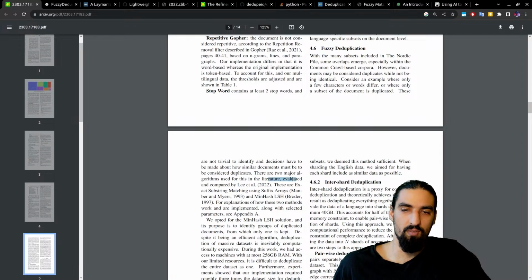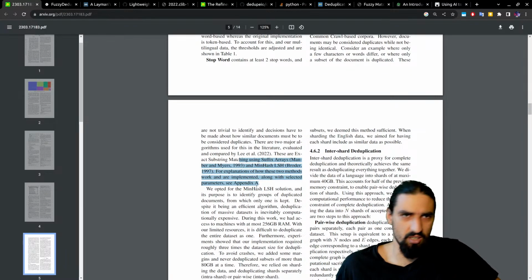Okay, evaluated and compared by Lee. Nice. You can check out the paper. These are exact substring matching using suffix arrays and MinHash LSH. I've seen this one used quite often. For explanations of how these methods work and are implemented, along with selected parameters, see Appendix A. Okay, we can check out the Appendix A section.